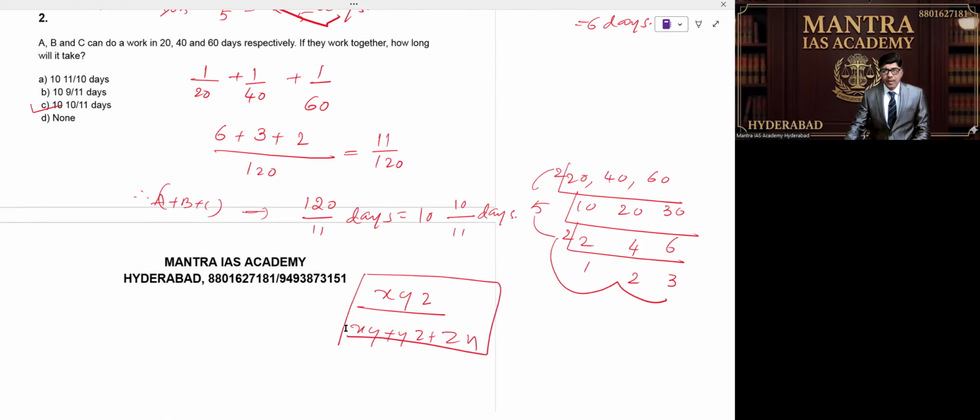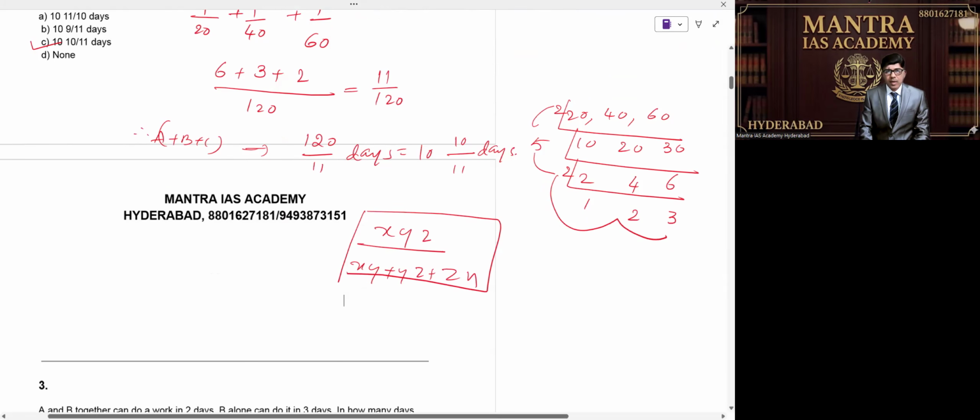Hope you did. Next question. Otherwise, I'll complete this now. What is that, sir? Focus on this. X means first 20, second person 40, third is 60.